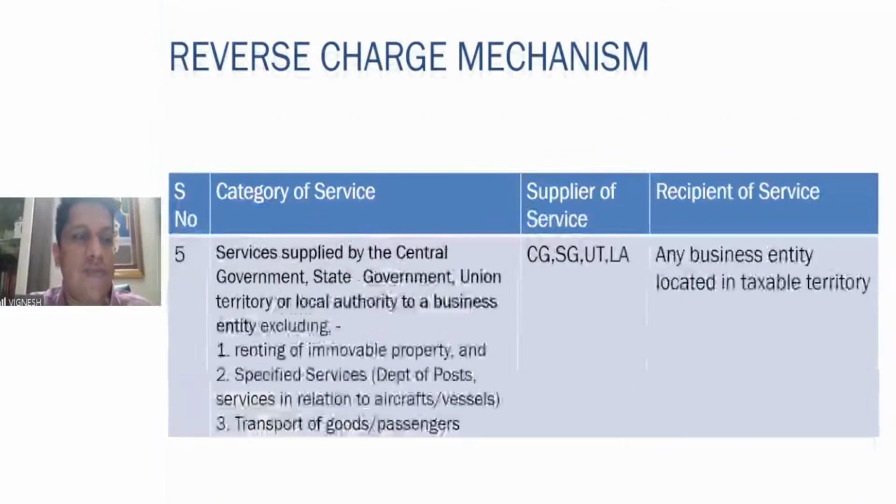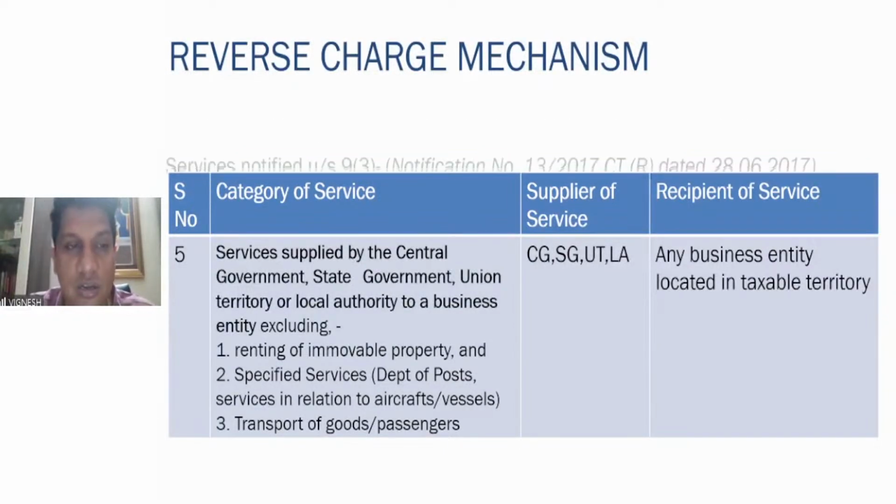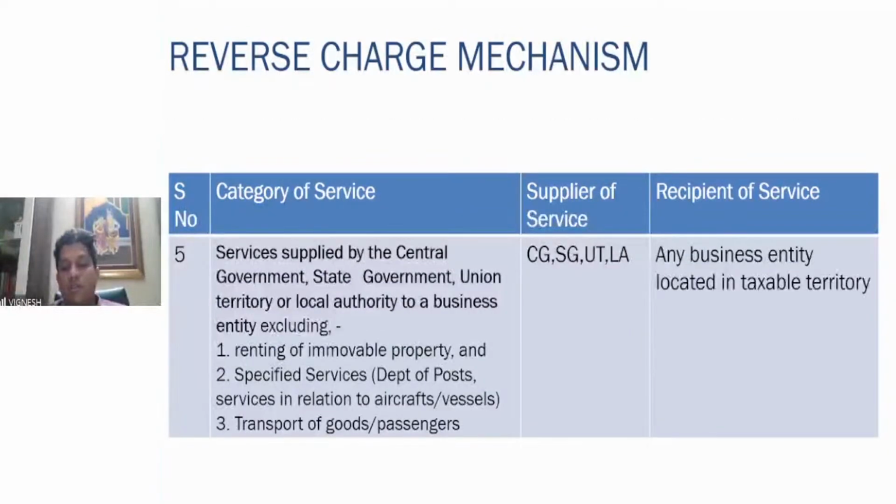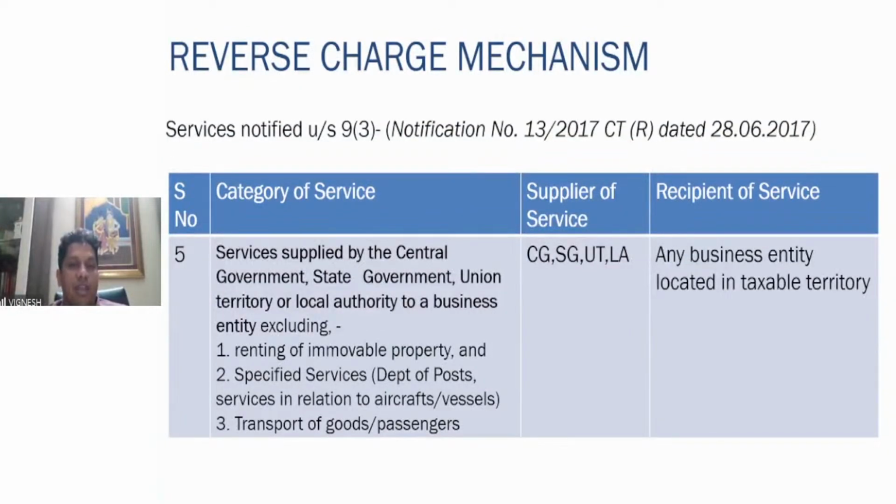Fine. So that was section 5, which speaks about the services supplied other than renting of immovable property, other specified services, and transport of goods or passengers. Then 5A is the services supplied by way of renting of immovable property. Why was renting of immovable property excluded before? Because 5 refers in point number 5, where we are talking about this particular aspect.